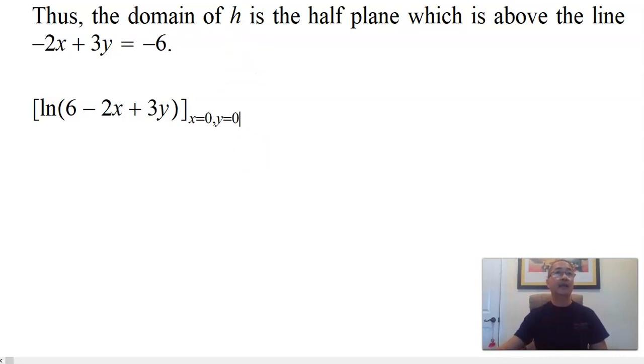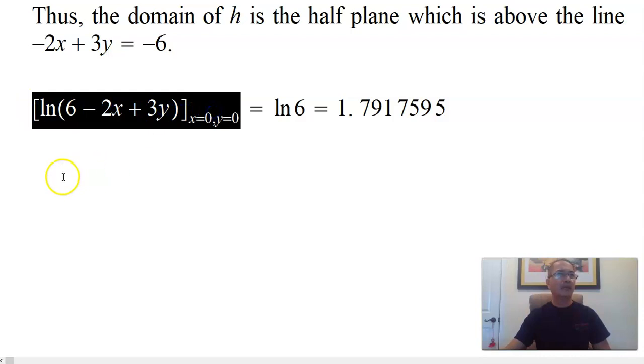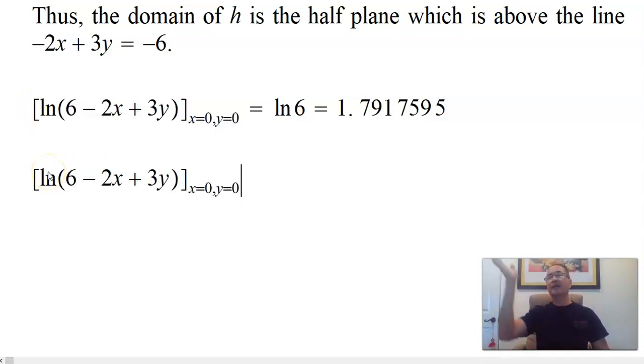Okay, and then I have an equals button here. Ooh, you get ln of 6. You want an approximation? There it is. So you can plug in 0, 0. Now pick another point above that line. Pick any point. How about 1, 2? When x is 1 and y is 2.